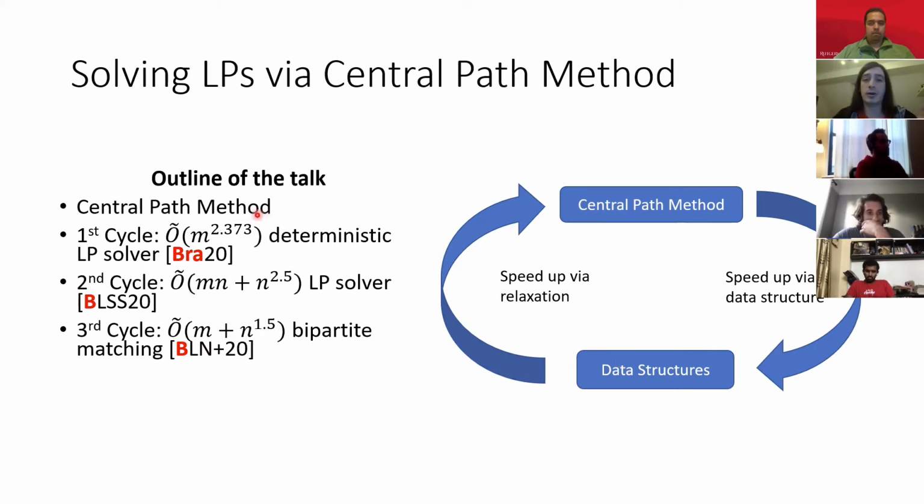So the outline of the talk is I'm going to briefly explain the central path method, how that works. And then I'm going to talk about a new data structure, and what modifications we have to perform to the central path method in order to get some fast deterministic linear program solver. Then we use the new insights again to get even faster data structures, which then require further modification to the central path method. That gives us the second result. And at the end, we get again new data structures and some modifications to the central path method, which allow us to get this bipartite matching result. So it's always building on top of each other by modifying always one of these two sides to be even more efficient.